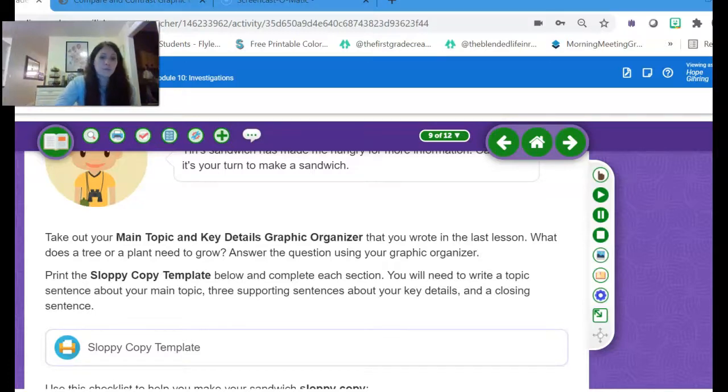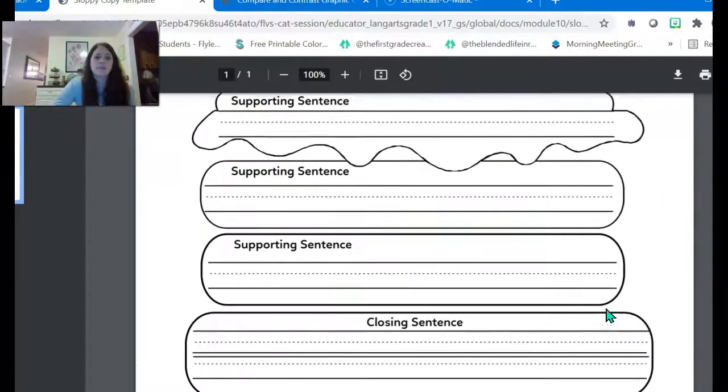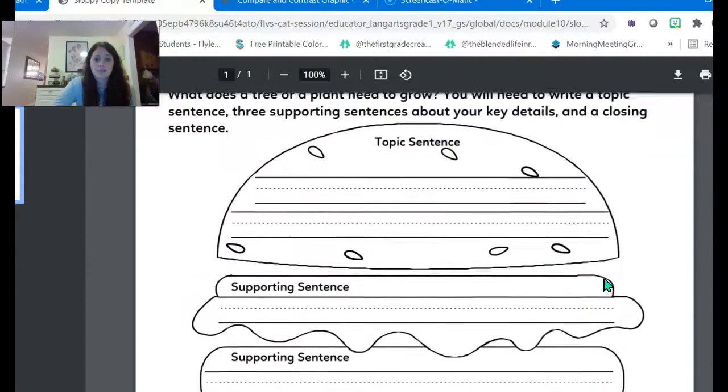So I think it's really important that you practice this today and get your facts and information written down. So it looks like this sloppy copy template. And see, it's the sandwich. It just has blank spots for you to fill in.